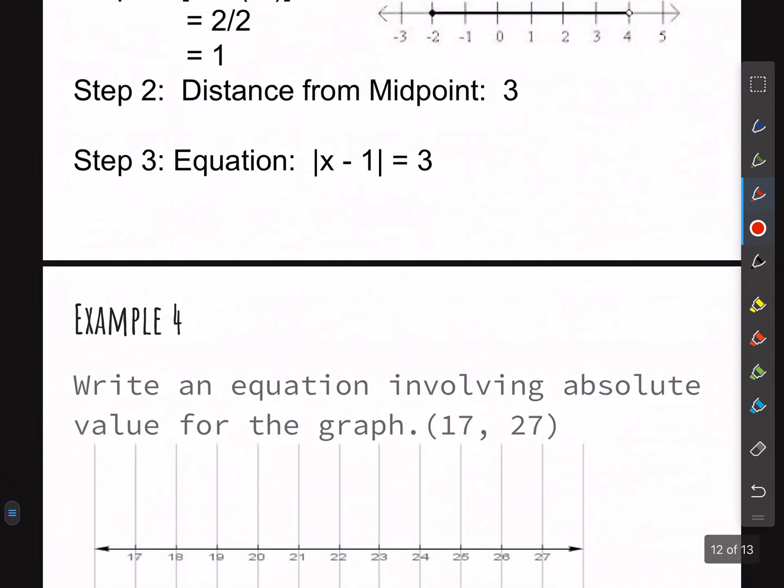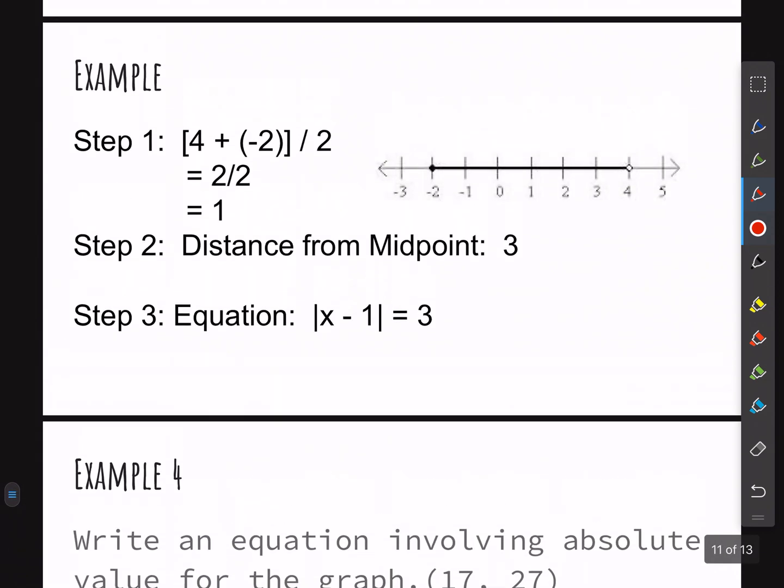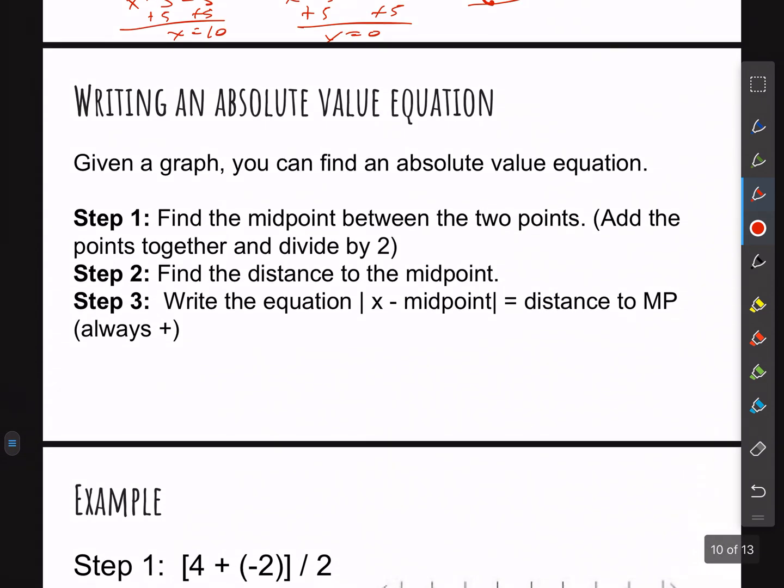Now, we only have a couple more slides here, guys, so bear with me. It says writing an absolute value equation. Okay, so if they give you a graph, you can find the equation. How you find it is 3 steps.